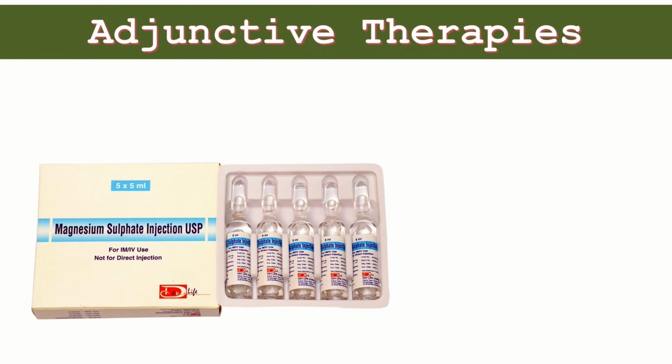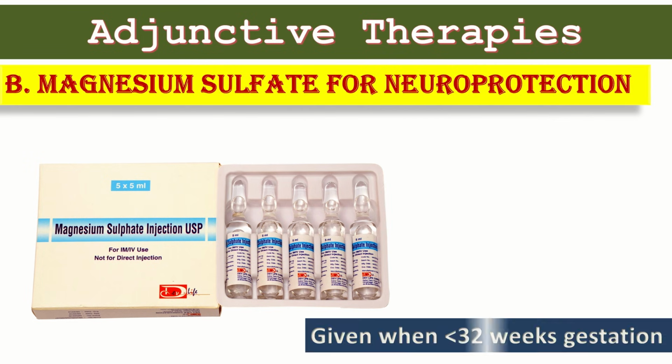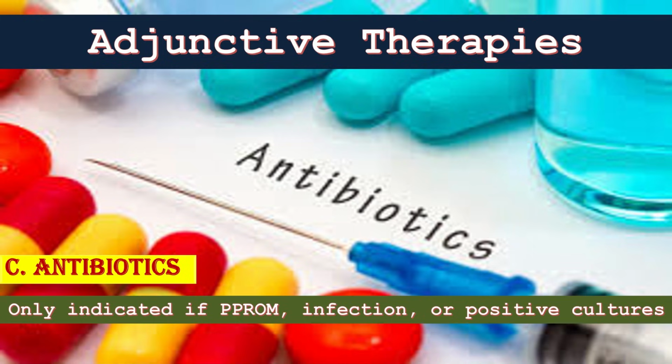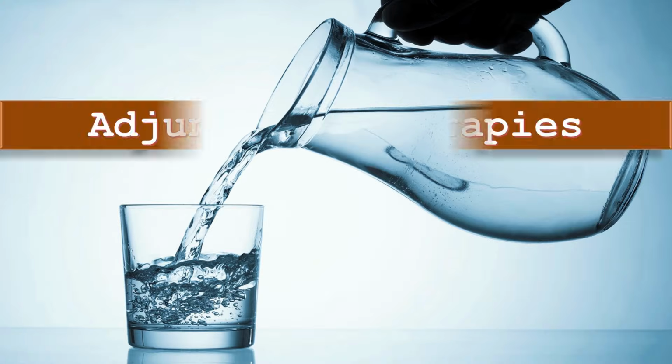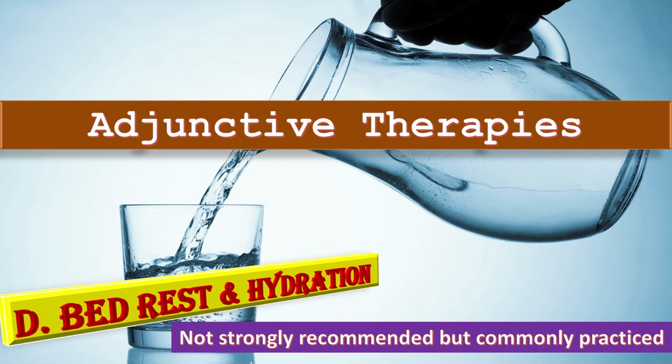Adjunctive therapies also include magnesium sulfate for neuroprotection. These are given when gestational age is less than 32 weeks. Antibiotics are only indicated if there is PPROM, infection, or positive cultures. Bed rest and hydration are supportive measures. It is not strongly recommended but commonly practiced.